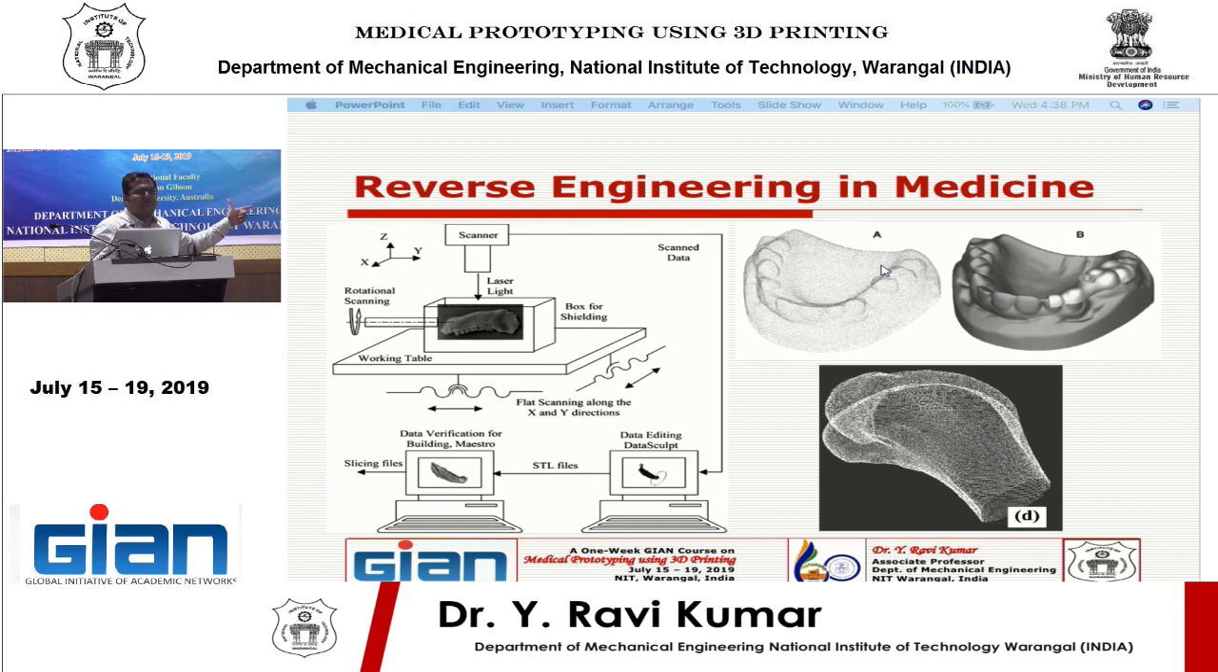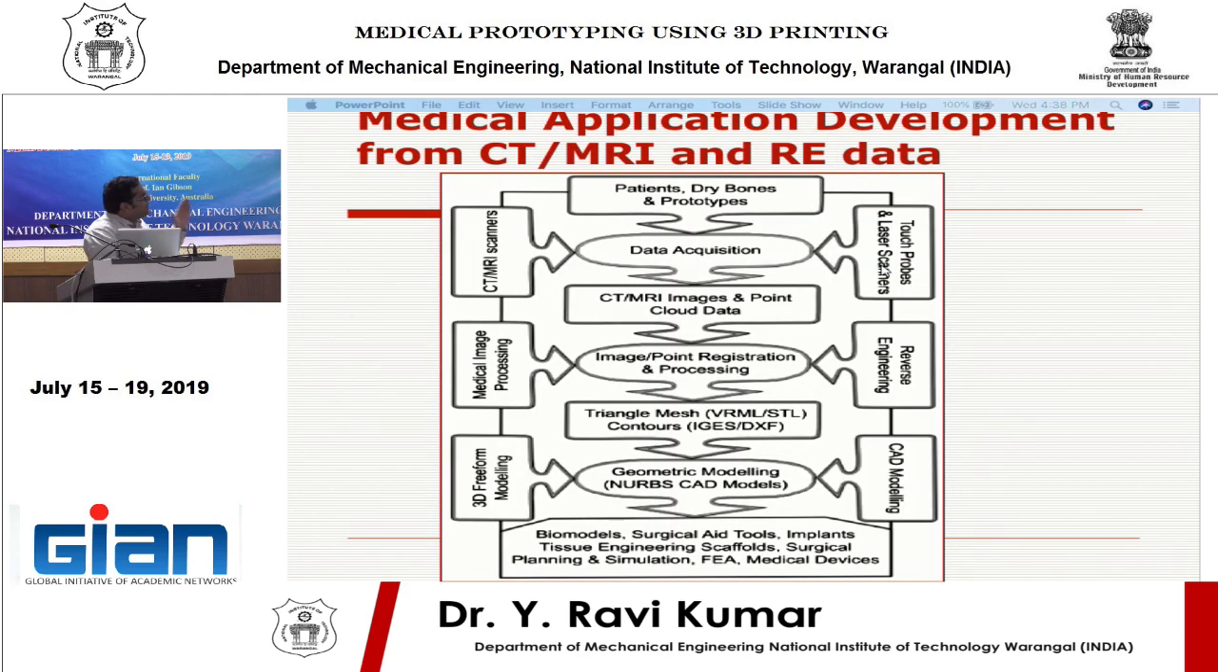The CT won't work there. Why? Because you are looking for the outer surface, not the inner details. So you must have reverse engineering or a 3D scanner to scan it. And then briefly, if you compare these two approaches, one approach is through a CT or MRI scanner, and the other approach is reverse engineering with a touch probe or laser scanning. The process starts with the patient, or it can be a dry bone, or it can be a prototype.